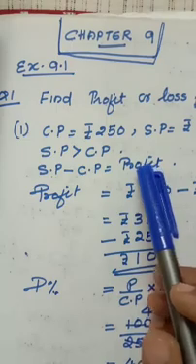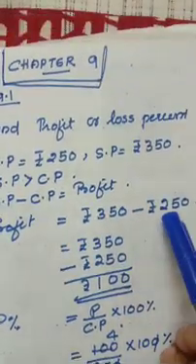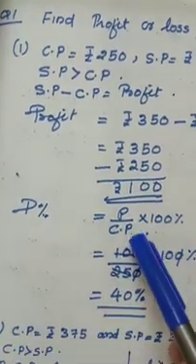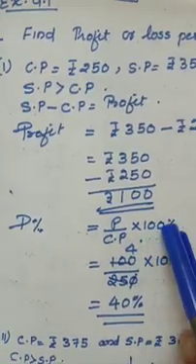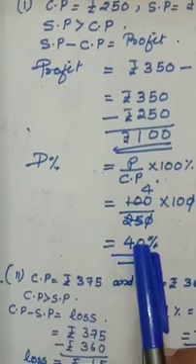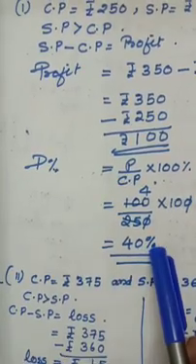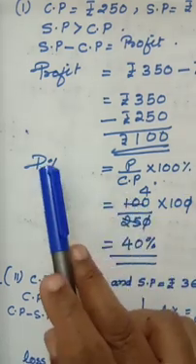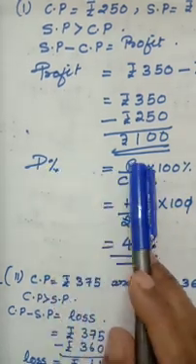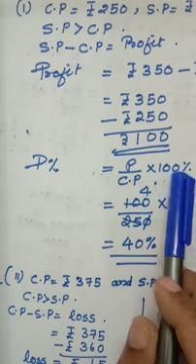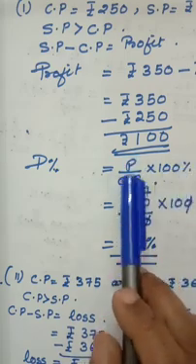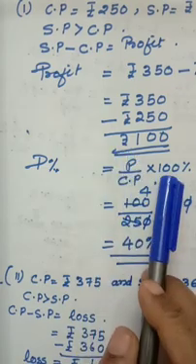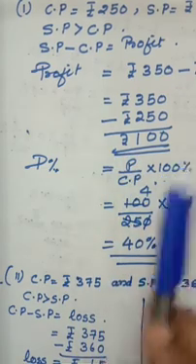SP minus CP equals profit. Subtract SP and CP, you will get rupees 100. Profit percentage equals profit divided by CP into 100. Put the values, you will get 40%. Clear? Percentage means divided by 100. Whenever it is profit percentage, then profit divided by CP into 100%. Do not write just 100. If you write profit divided by CP into 100 without the sign, that is totally wrong. Okay, the percentage sign is there.